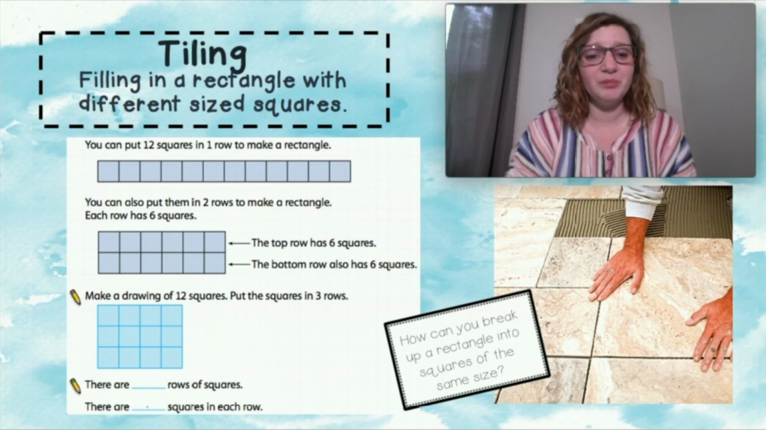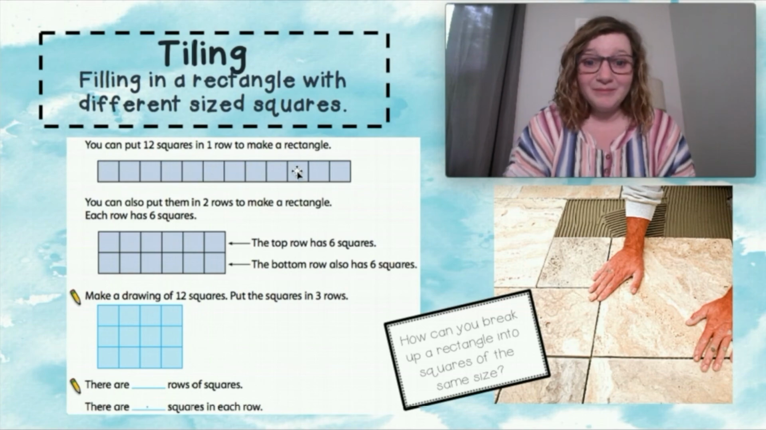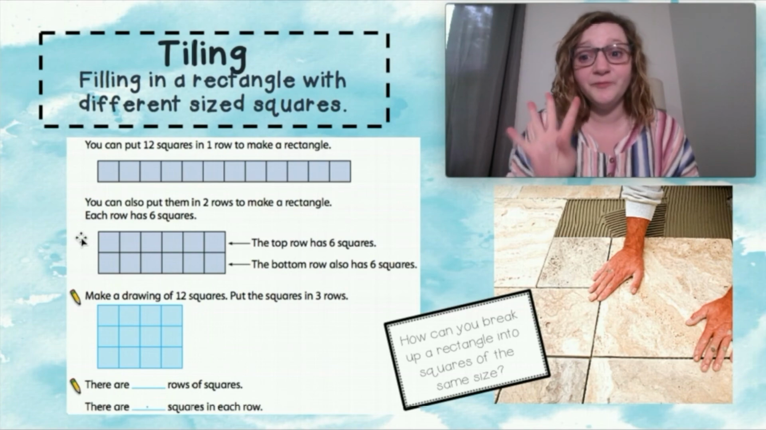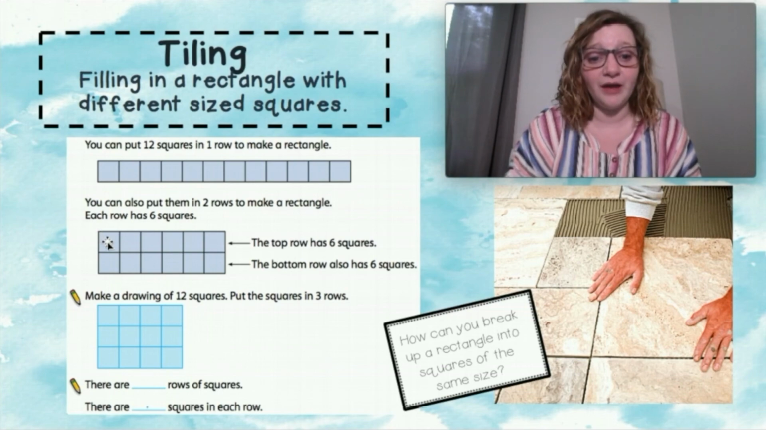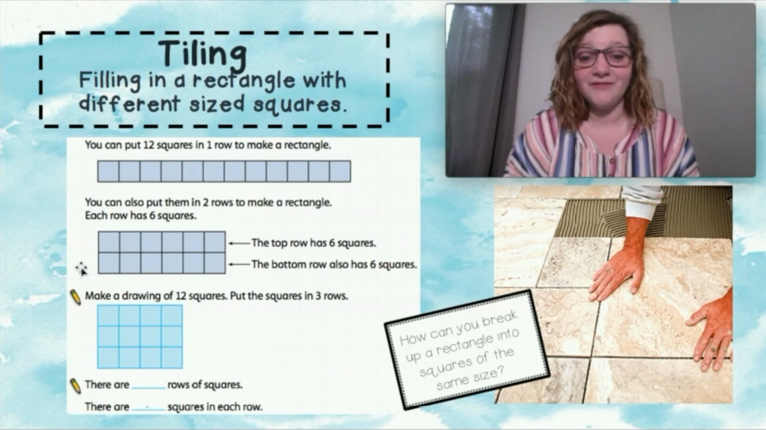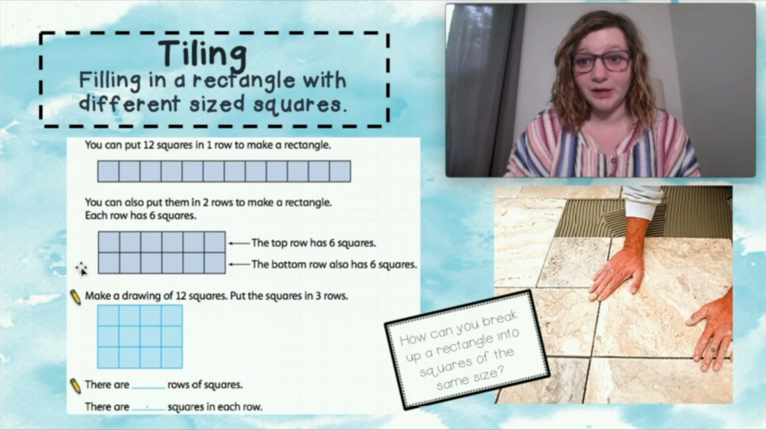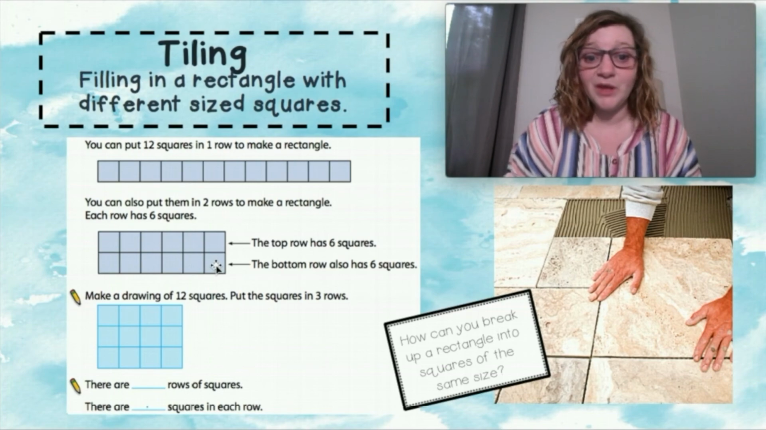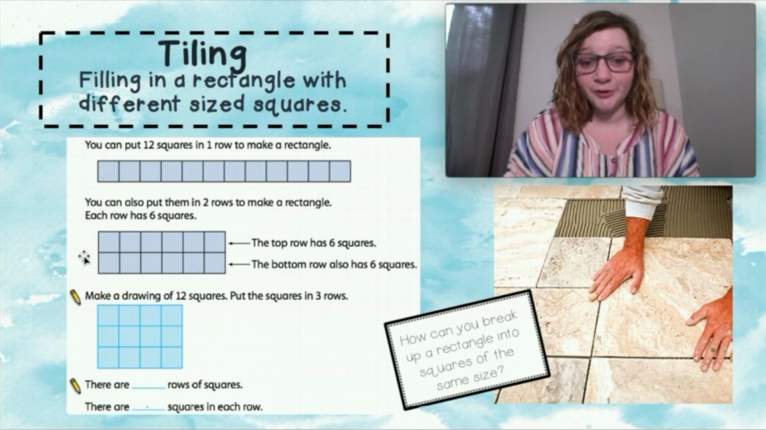So you can see here, you can put them all in one row and make a really long, skinny rectangle. You can also put them in 2 rows. Now, to put them in 2 rows, we have to make sure they're even, because remember, a rectangle, how many sides does it have? It has 4 sides, so we can't have any more than just those 4 sides. So let's count. Each row has 1, 2, 3, 4, 5, 6 squares in each row. All right, so that means we have to have the same amount in the bottom row to make a perfect rectangle. So let's check. 1, 2, 3, 4, 5, and 6. So yes, we have perfectly tiled a rectangle using squares.